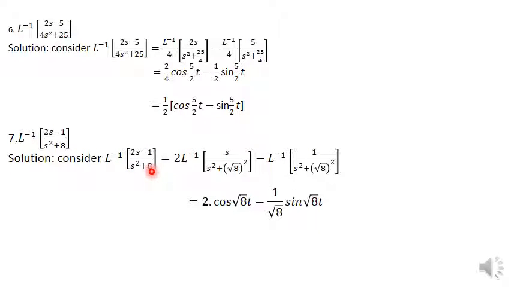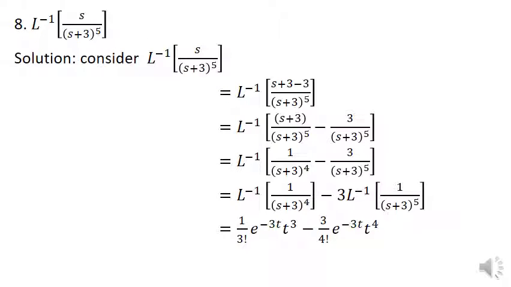That 8 can be written as root 8 whole square to make the denominator the standard form, that is s divided by s square plus a square. Here what is a? Root 8. Minus L inverse of 1 over s square plus root 8 whole square. Now 2 into L inverse of this is cos root 8 t, since a here is root 8, minus the L inverse of 1 over s square plus root 8 whole square, which is sine of root 8 t divided by a, here root 8. Therefore this is the answer.